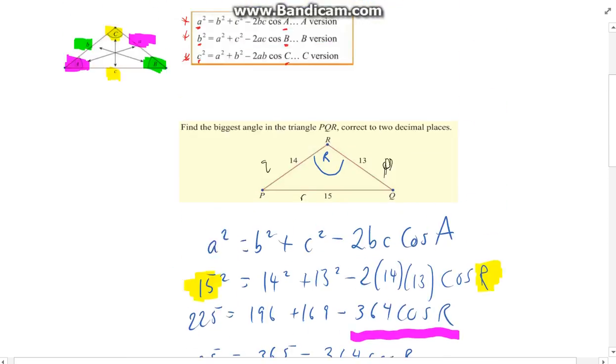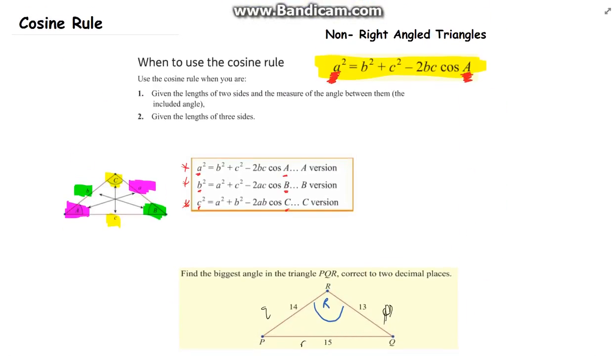So that's the cosine rule. Hopefully it makes it a bit clearer.